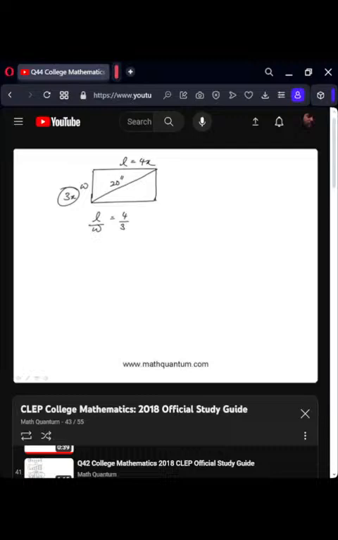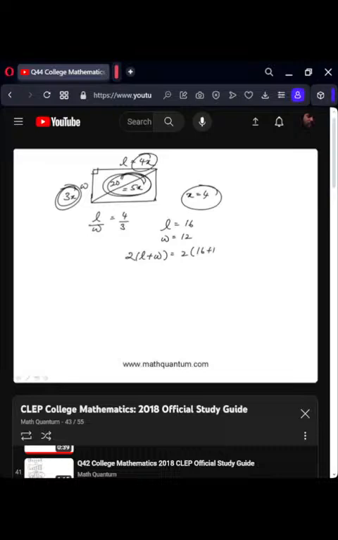They're asking for what is the perimeter of the screen in inches, so this is the 3 4 5 multiples of that, which means this is 5x. This is the 3 4 5 triangle, which means x is 4. 5x is 20, so we know that length is 16, width is 12. They're asking for the perimeter, which is 2 times L plus W, 2 times 16 plus 12, that's 2 times 28, which is 56.